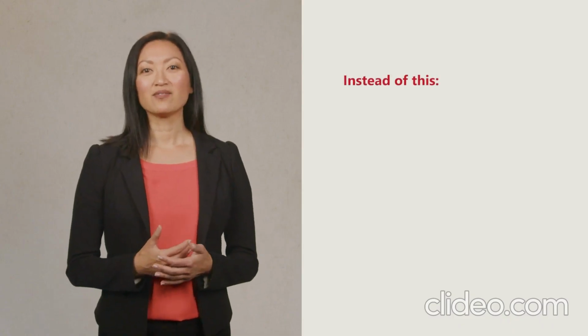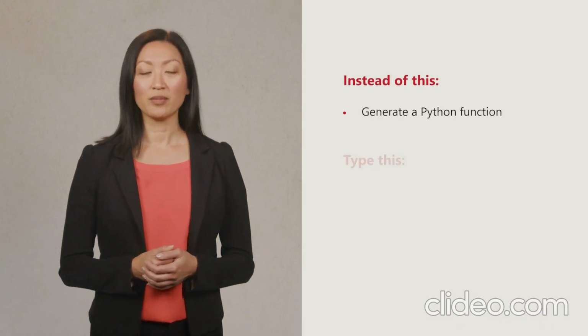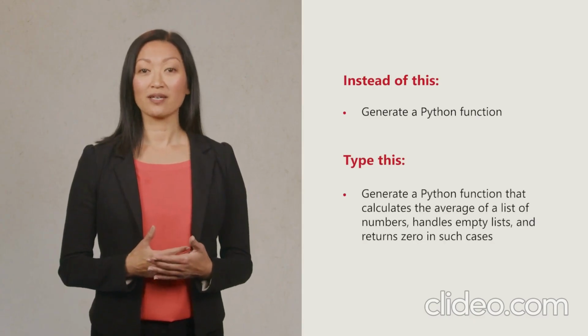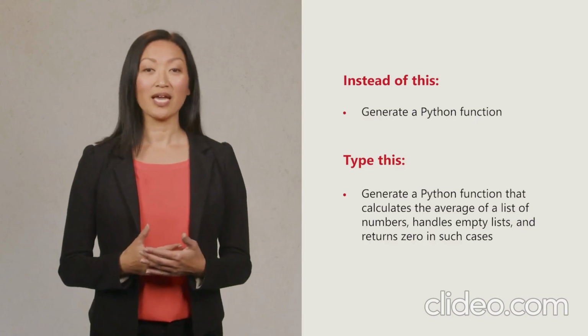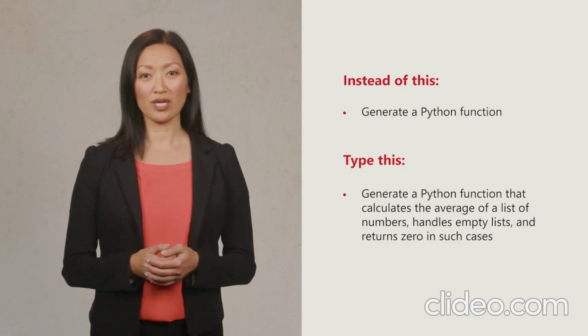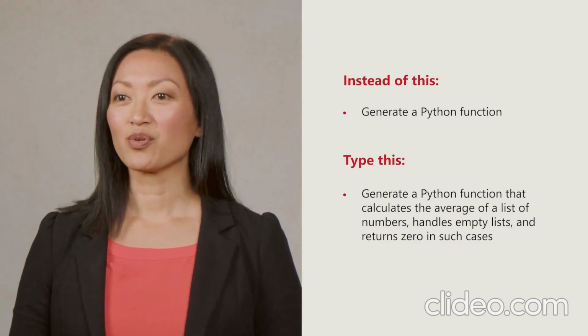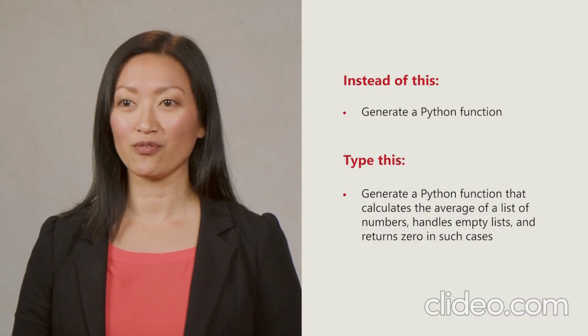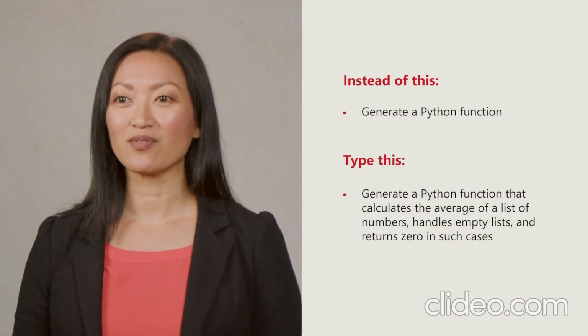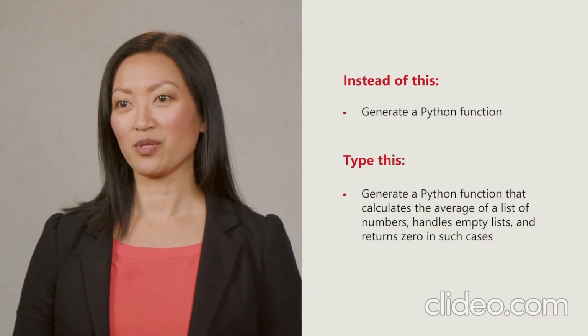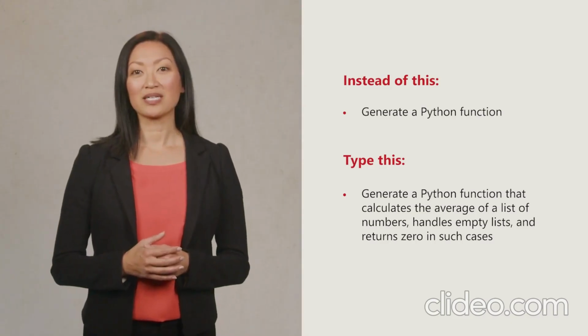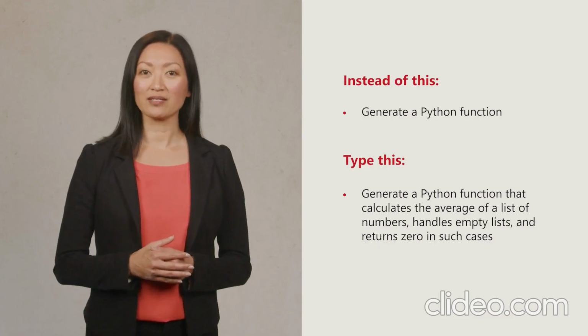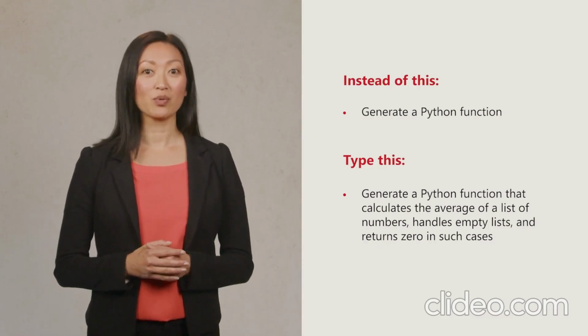For instance, instead of typing, "generate a Python function," you might say, "generate a Python function that calculates the average of a list of numbers, handles empty lists, and returns 0 in such cases." The second prompt provides a detailed set of instructions, which increases the likelihood of receiving the exact output you're looking for. Additionally, if your task involves multiple steps, break those down clearly within the prompt. If you expect the AI to combine several operations into one function without guidance, it may misinterpret the order or importance of the steps.